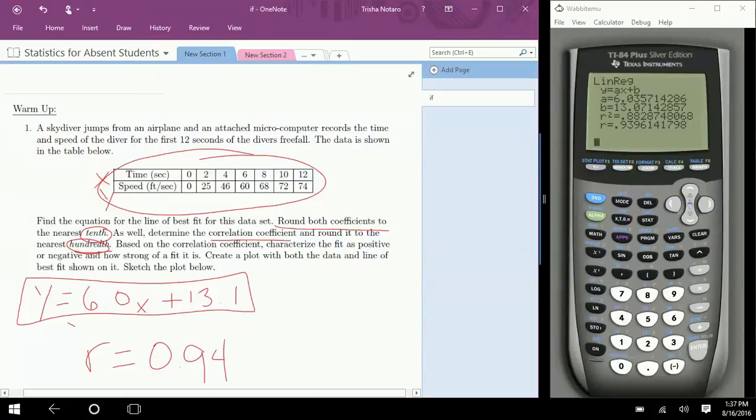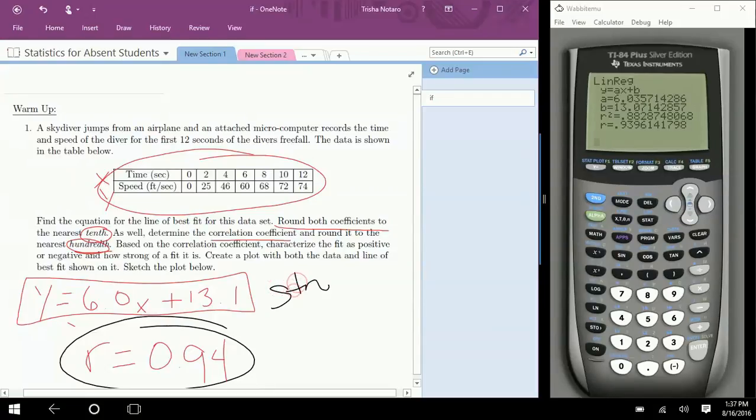All right, so now after that, it says, based on the correlation coefficient, characterize the fit as positive or negative, and how strong is it? So looking at 0.94, we said yesterday, the closer you are to 1, the stronger your correlation is. So this would be what we call a strong correlation. And it is also positive because it is a positive number. Okay, so that is in regards to our R value.